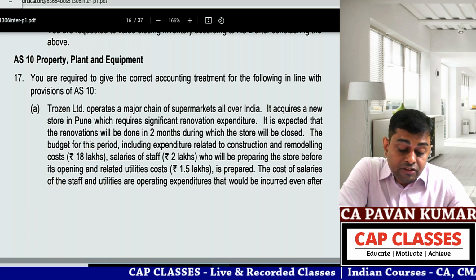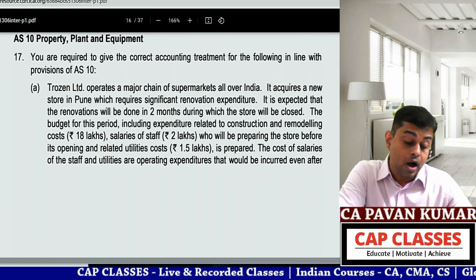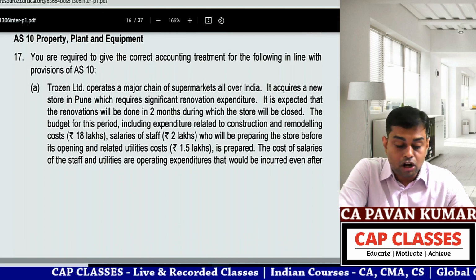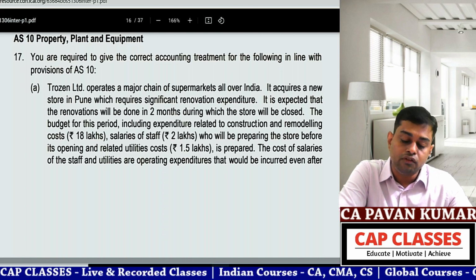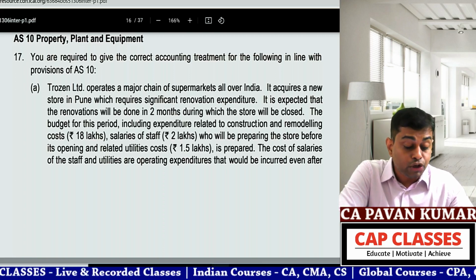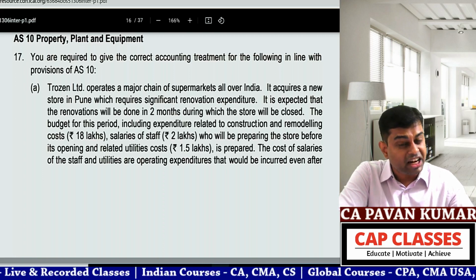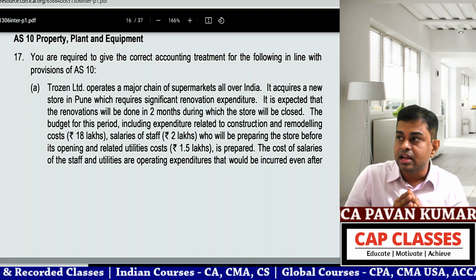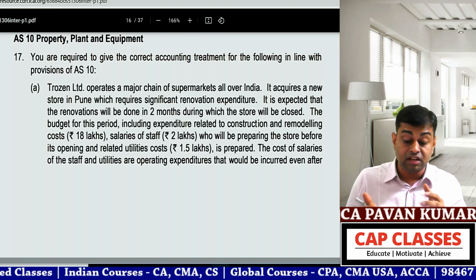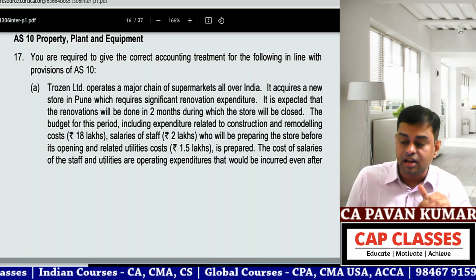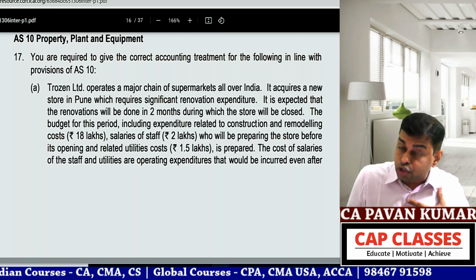You are required to give the correct accounting treatment for the following in line with provisions of Accounting Standard 10. Trojan Limited operates a major chain of supermarkets all over India. It acquires a new store in Pune, which requires significant renovation expense. First tell me, can I capitalize renovation expenses? The answer is yes, because renovation, without loss of generality, subject to exceptions, we assume.